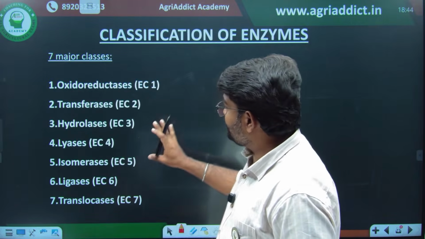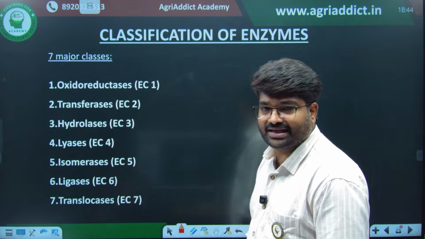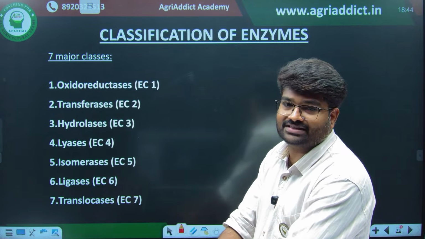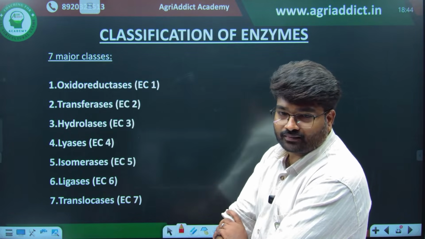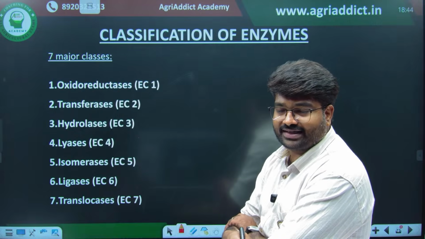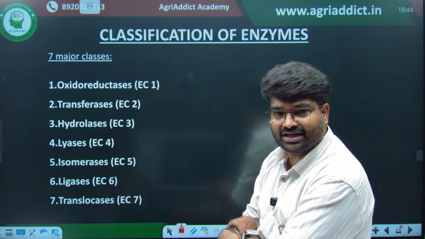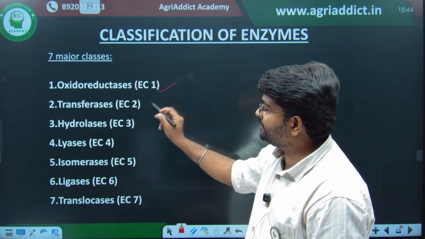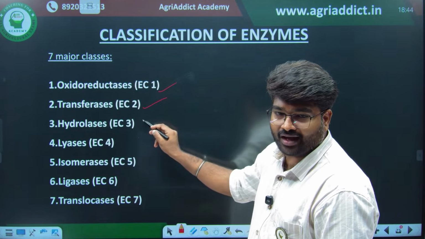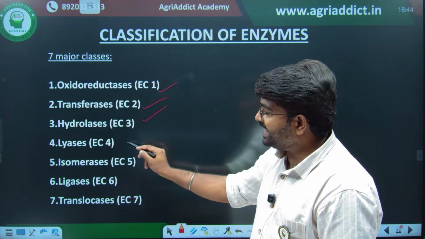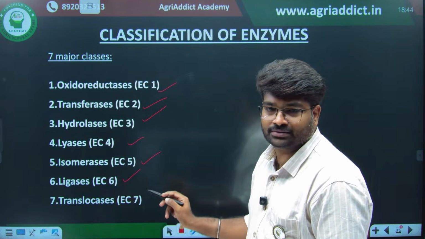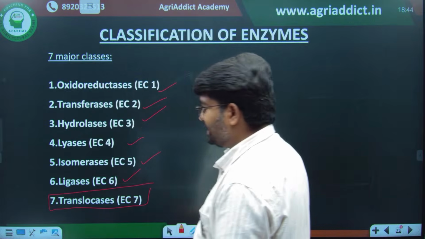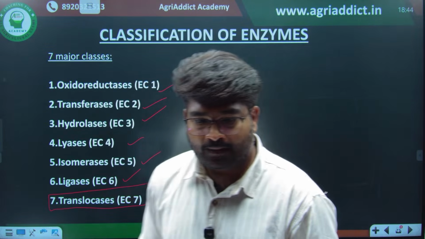Then coming to the classification of enzymes, a total of 7 major classes are there. What question they will ask is, if it is oxidoreductase, which class does it come under: class 1, class 2, class 3, like that they can ask. So oxidoreductase is class 1, transferase class 2, hydrolase class 3. Then lyases, isomerases, ligases are 4, 5 and 6. The new class is what? Translocase. Translocase is the new class.